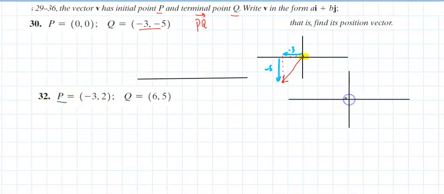PQ, you're starting at negative 3, negative 1, negative 2, negative 3, 2. That's B. And you're terminating at 1, 2, 3, 4, 5, 6. 1, 2, 3, 4, 5. Your vector is really right there. This is a vector.